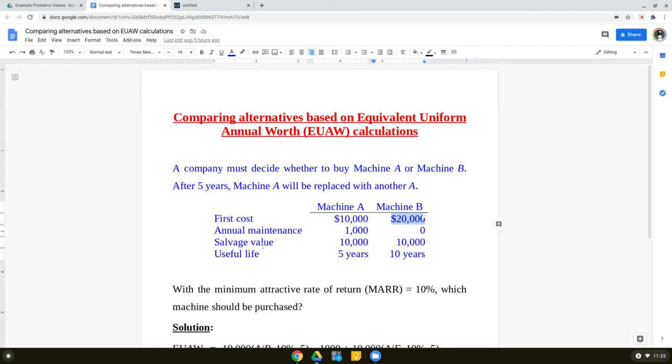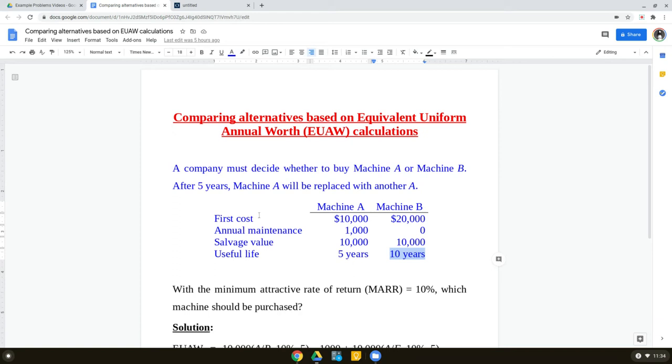Salvage value means the scrap value that you get by selling the machine as a scrap after the expiry of its useful life. So machine A can be sold for $10,000 scrap value, and same goes for machine B. And then lastly, we have their useful lives. Useful lives are given as 5 years and 10 years. So our analysis period is basically the least common multiple of the two useful lives, which is 10 years. And we know that machine A will be replaced with another machine A at the end of 5 years.